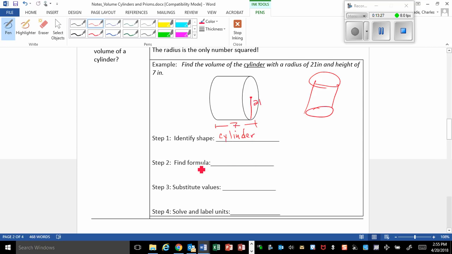All right. Find the formula. Again, the formula is going to be the same: big B times H. But when we substitute in the base formula, which in this case is a circle, it's going to be pi r squared times H. And then we substitute in the values. Okay, so we get pi times r squared, which is 21 squared, times 7.